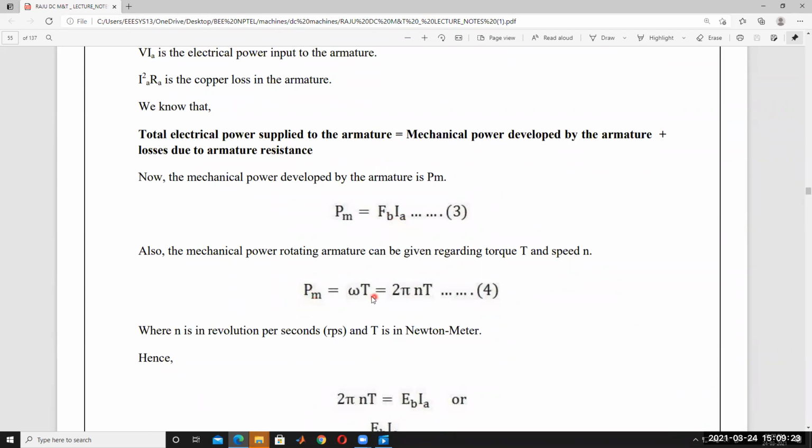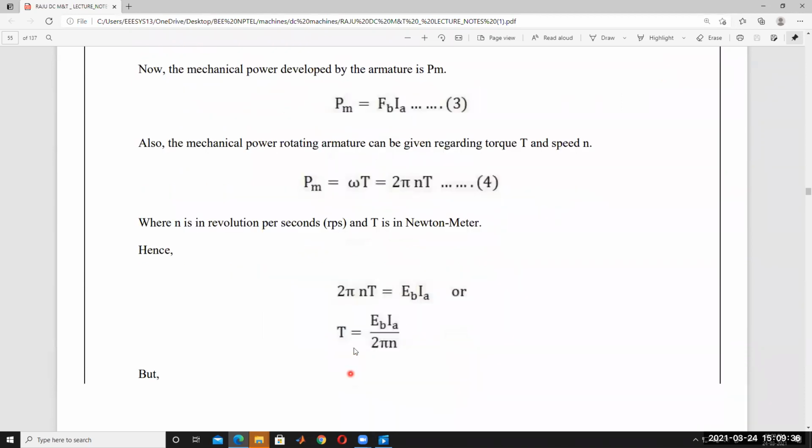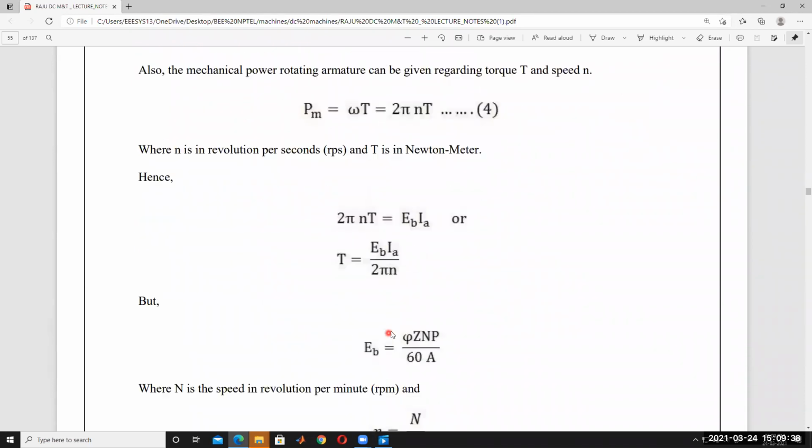So mechanical power is equal to torque into omega. Omega is equal to 2 pi N by 60, okay, for RPM; for RPS, it is 2 pi N. So these two are the same. By equating this, torque is equal to Eb into Ia divided by 2 pi N.